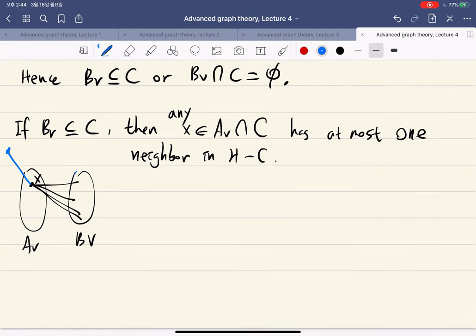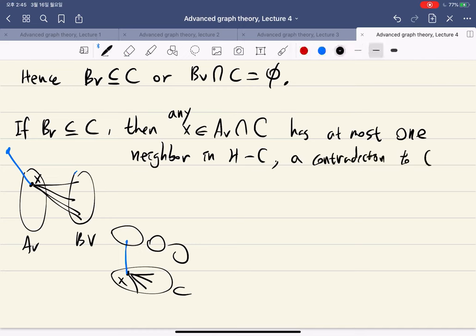And because this is already in C, so we have this set C, and we have this X. All the neighbors are inside C, except there is this one neighbor. So its neighbors lie in at most one component. Again, this is a contradiction to the star. So there cannot be any vertices X which lie in C. We have all the vertices in AV are not in C, so B is of type 1.